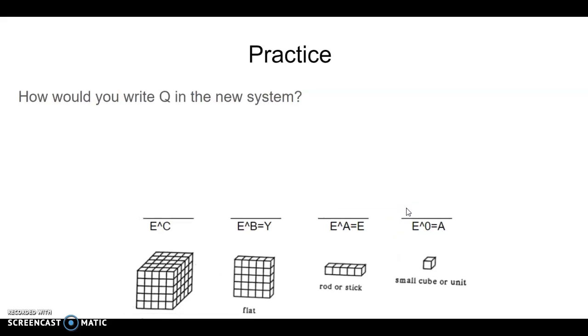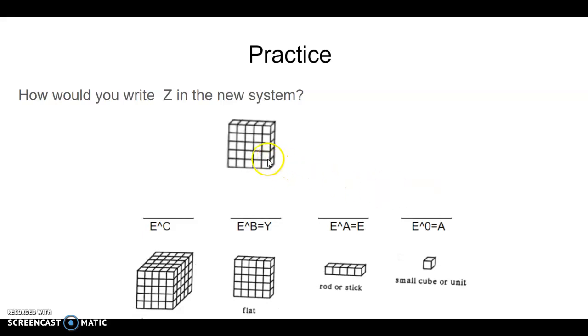How Q would look, so I have A, B, C, E's, and A, B, A's. So in the E spot, I would put C, and the A spot, I would put B.